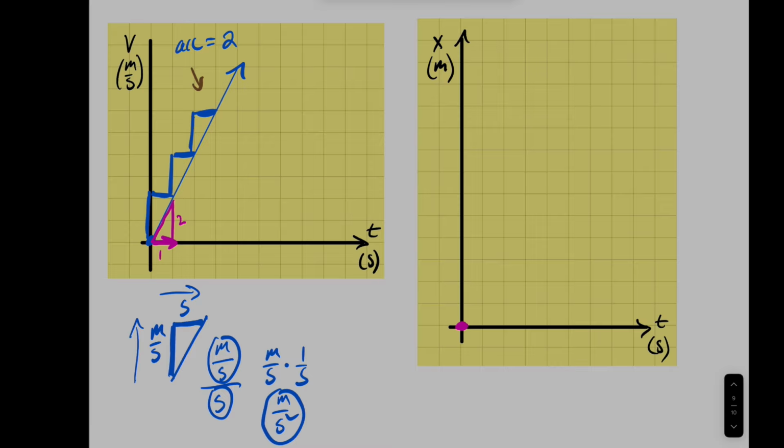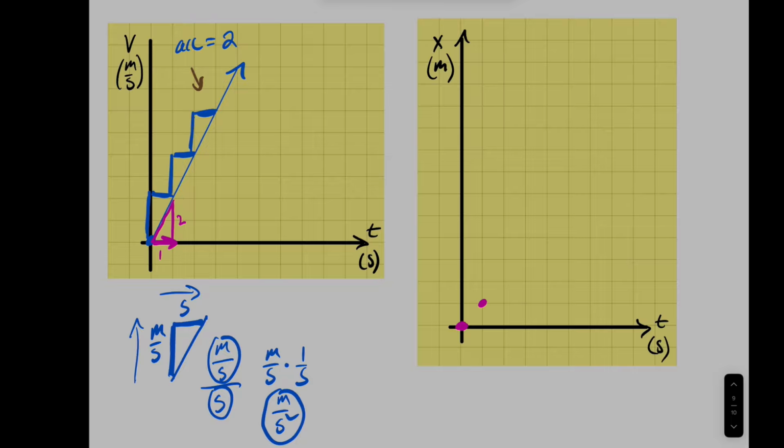So in that case, it's 1 times 2 divided by 2, which would just be 1. So what that means is during the first second, the particle moved from 0 up to 1. I'm going to connect the points in a minute. Right now I'm just plotting them.